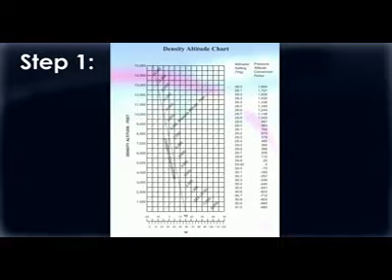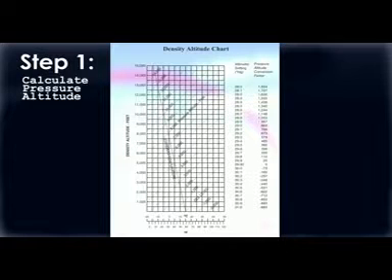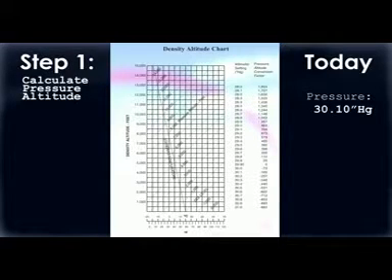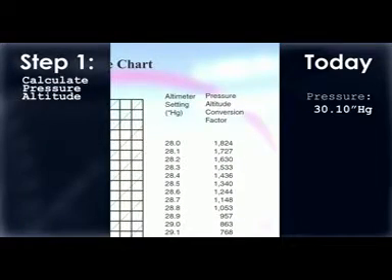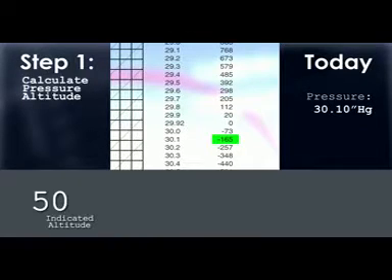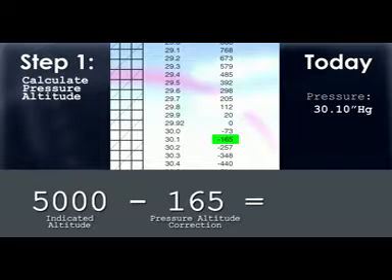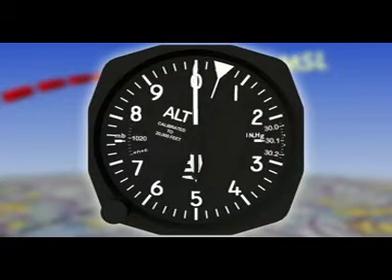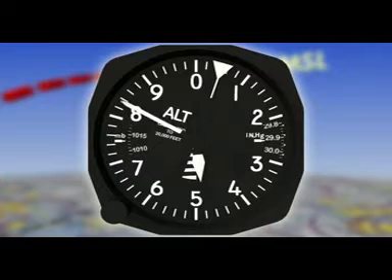The first step involved is to calculate our pressure altitude, which corrects for our non-standard pressure. Let's say today's pressure is 30.10 inches of mercury. Looking at the right side of the chart, we look into the left column for the altimeter setting of 30.10 and find that the pressure altitude conversion factor in the right column is negative 165. That means that our pressure altitude is 165 feet lower than what's indicated. 5,000 feet minus 165 feet equals a pressure altitude of 4,835 feet. If we were to enter 29.902 in our altimeter's Kollsman window, it would read 4,835 feet.